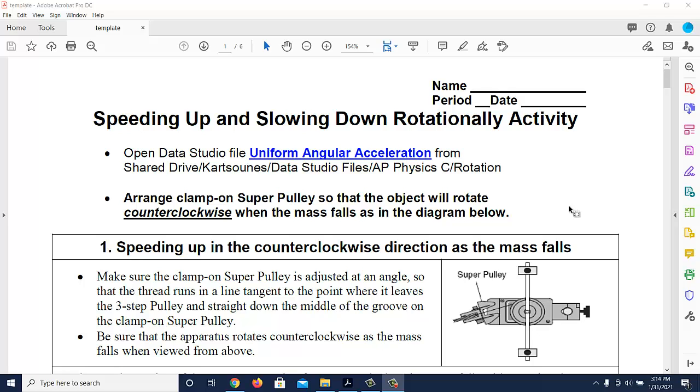Hello everyone. For a couple of minutes I'd like to discuss the speeding up and slowing down rotationally activity. So if you would get out your activity packet, please. This looks like a long one, and it somewhat is.